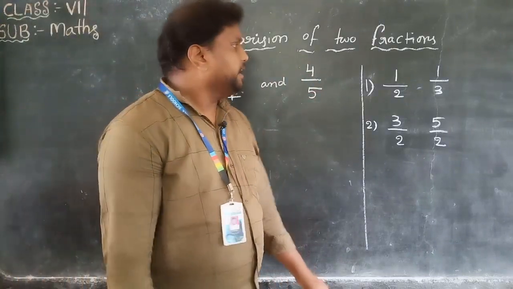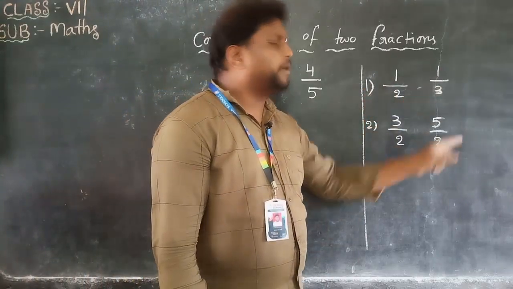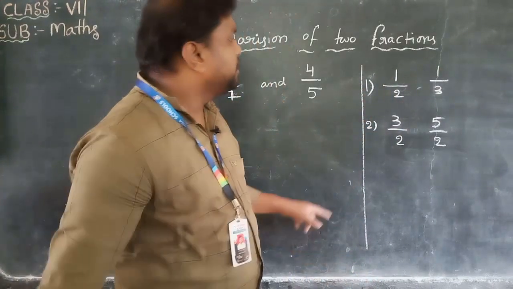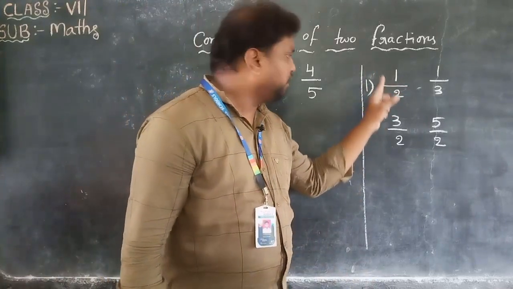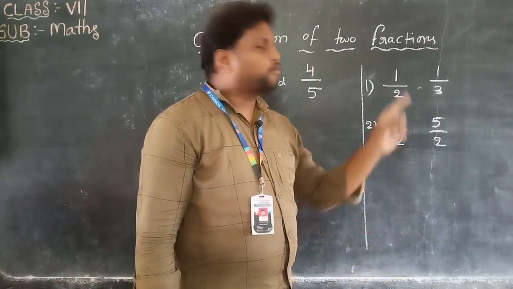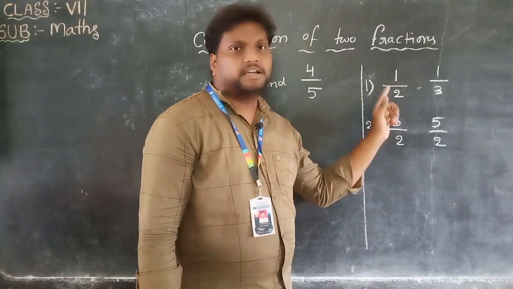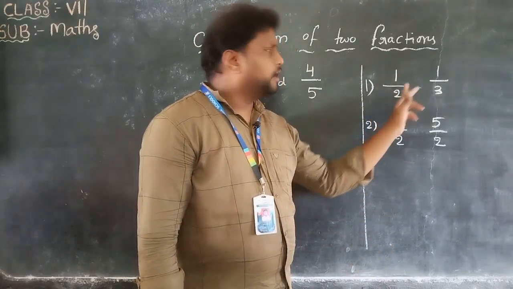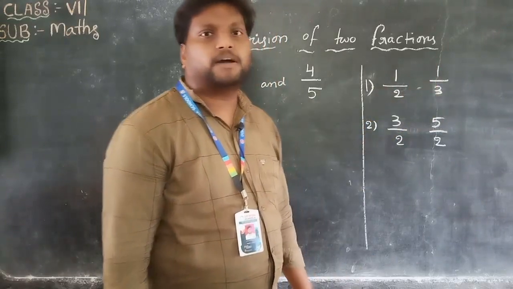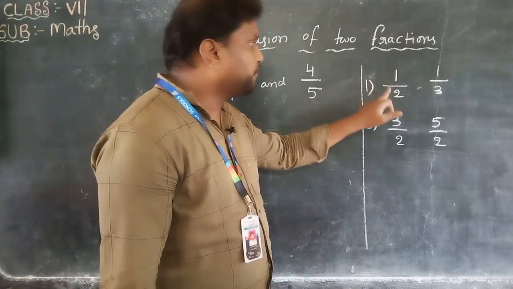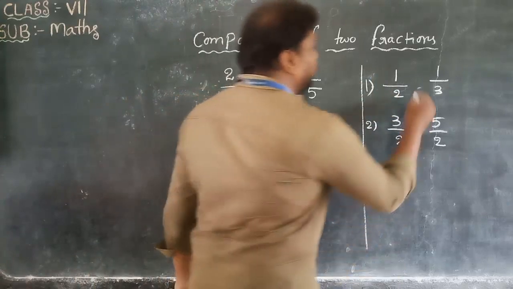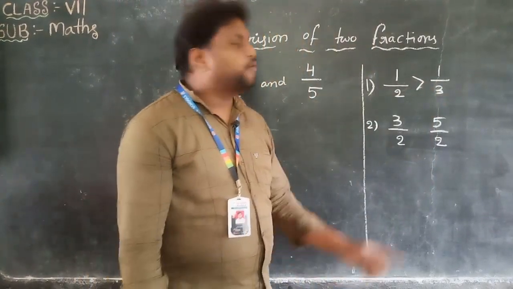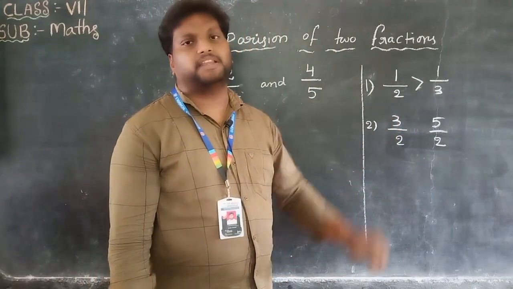See, in that, 1 by 2 is actually more than 1 by 3. 1 by 2 means 1 chocolate for 2 members. Just guess that. If 1 chocolate is for 2 members, each will get more. Otherwise, with 1 chocolate for 3 members, each will get less. That's why 1 by 2 is more than 1 by 3. Okay?